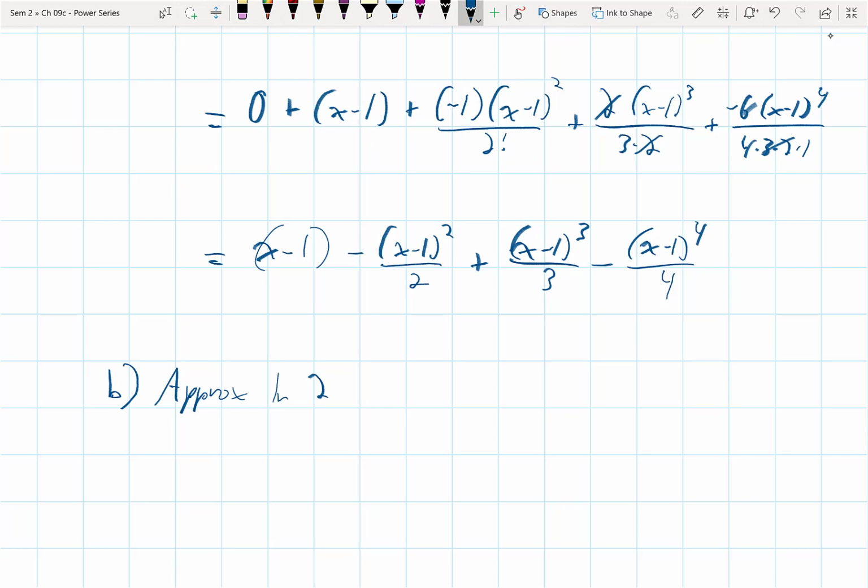So we're going to use this polynomial to do p sub 4 of 2, which is equal to 1 minus 1/2 plus 1/3 minus 1/4. And if I add those together, I get 7/12, and the exact value would be 0.583 repeating.